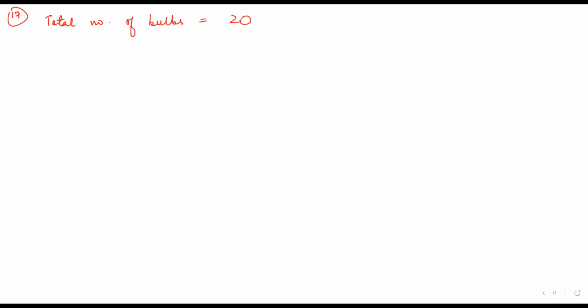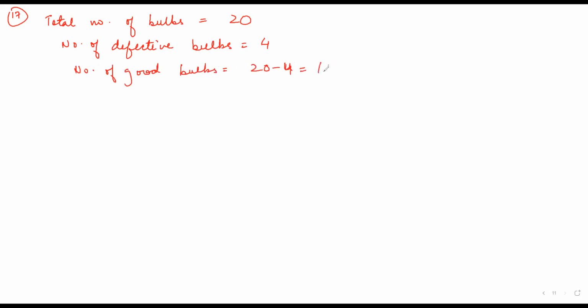Yes, ma'am. See the difference of 16 and 17. In 16, it was clearly written that 12 defective pens were mixed with it. So a lot of 20 bulbs contain 4 defective ones. So now you can write number of defective bulbs is equal to 4. Then number of good bulbs are how many? 20 minus 4, that means 16. I don't know if it is required or not. I've just found out. These are the good bulbs.